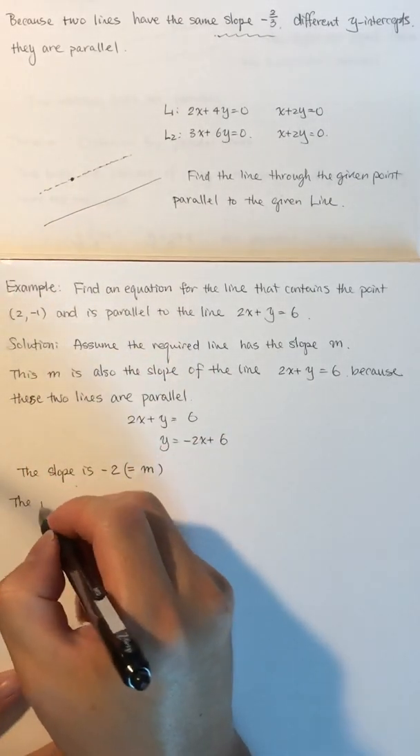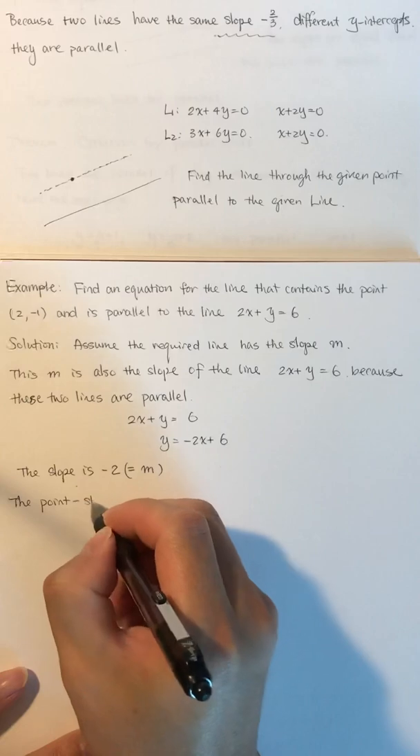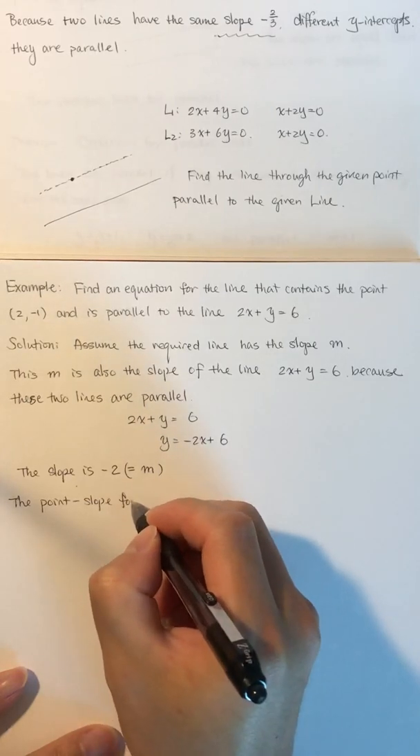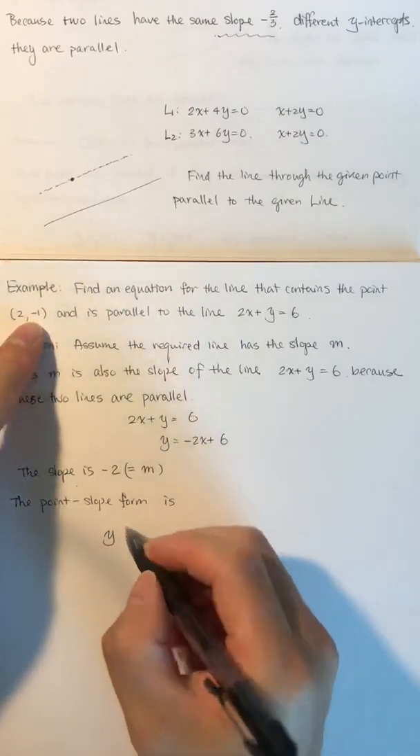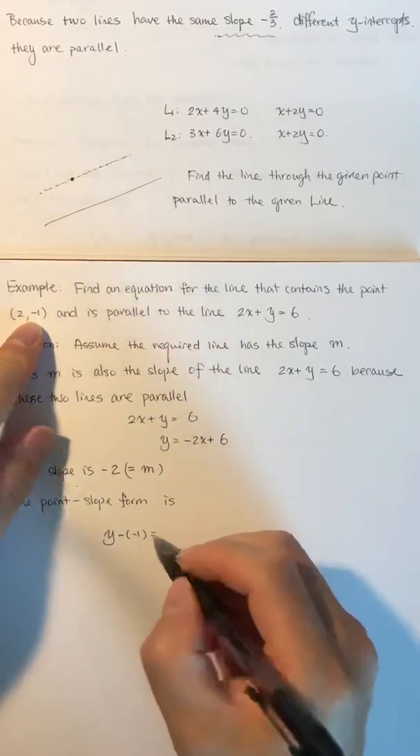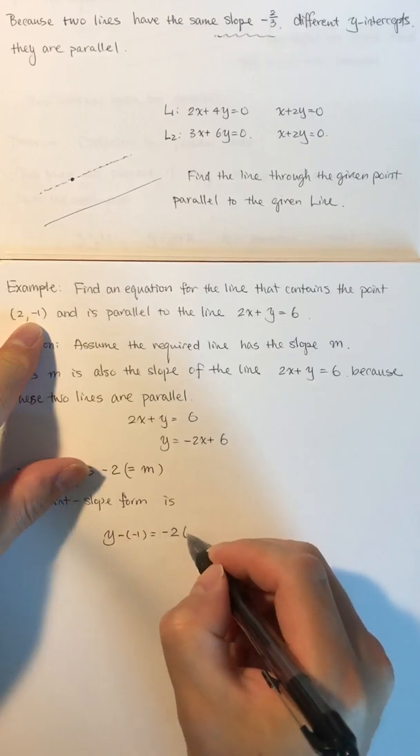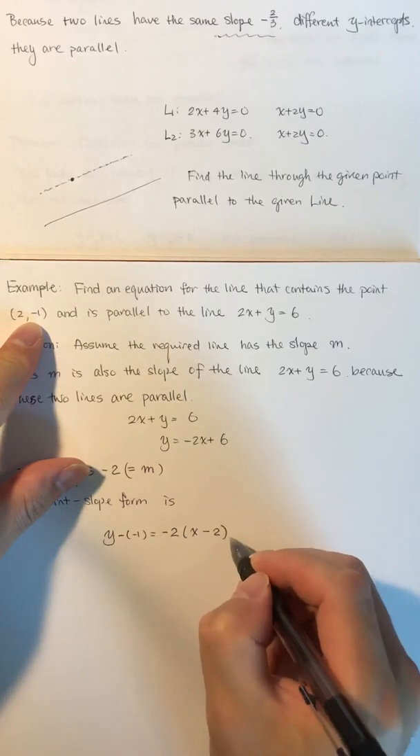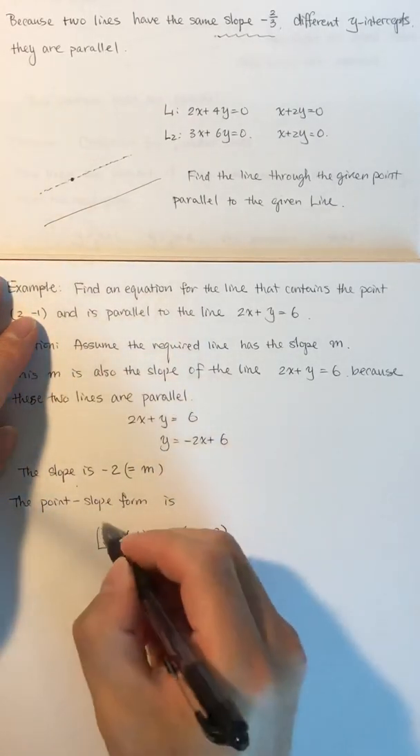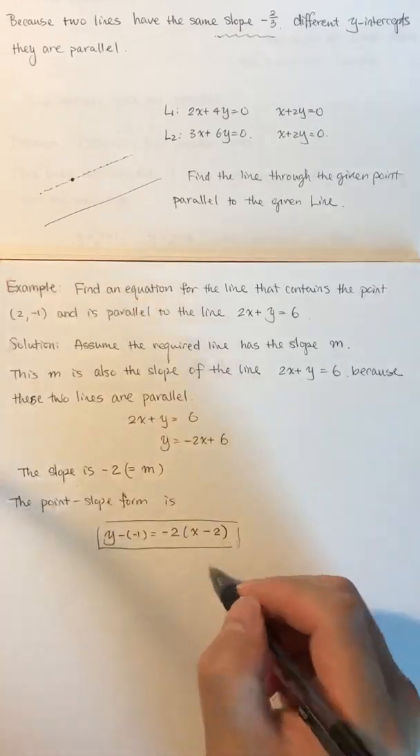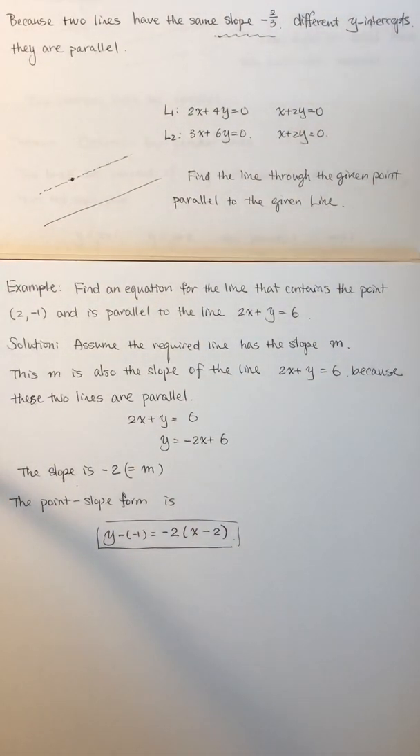The point-slope form is y minus the y-coordinate is equal to the slope times x minus the x-coordinate. It's the required equation. Find an equation. This is the required equation. Don't ever simplify it.